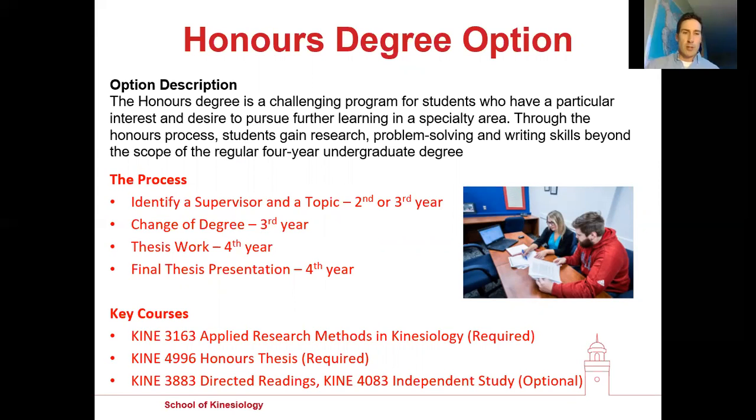I also have key courses here, 3883, a directed readings, and 4083, an independent study. Both of these are optional courses. They are not required for the honors degree, but a lot of supervisors suggest that you take those in your 3rd year to explore the area to see if you actually like doing this sort of self-directed research-oriented learning. As an aside, if you don't want to do an honors degree, but you do want some research experience, exploring those 2 courses as just electives in your Bachelor of Kinesiology degree is also a possibility.